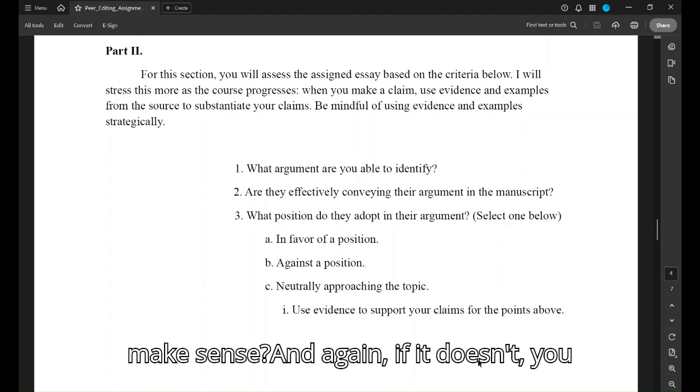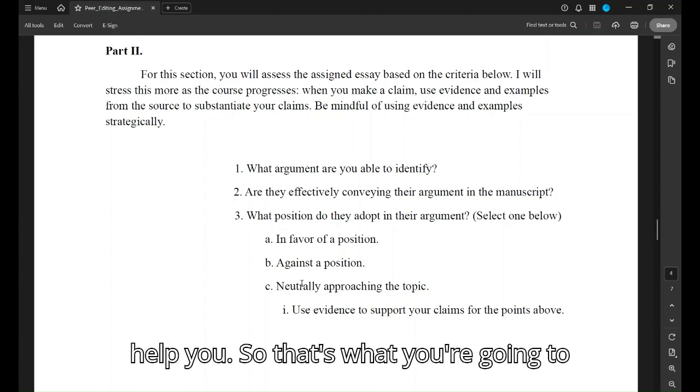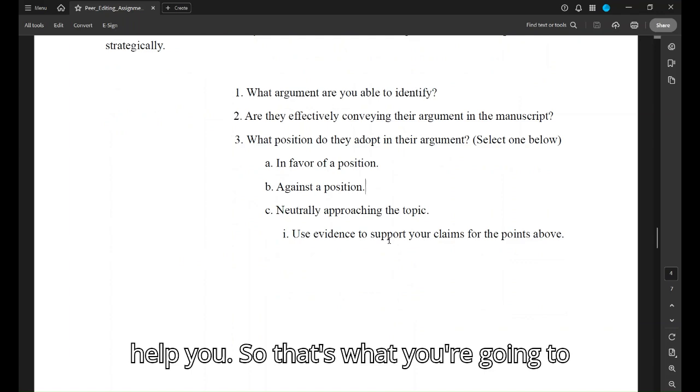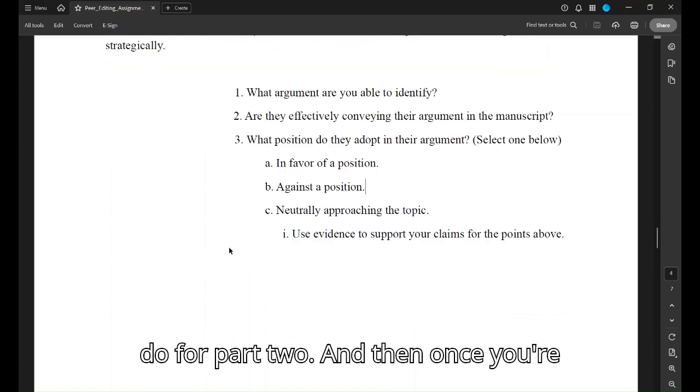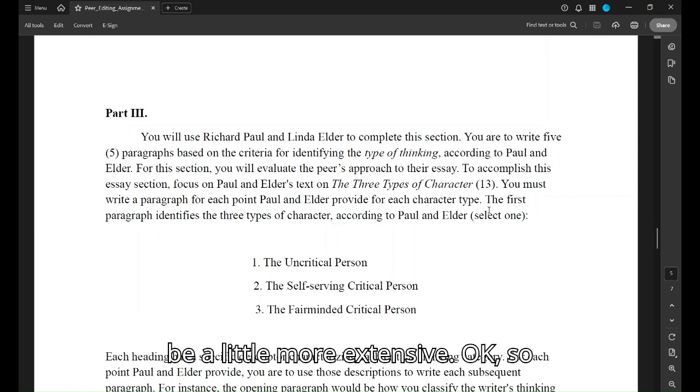Does that make sense? And again, if it doesn't, let me know. All right, because I am here to help you. Okay. So that's what you're gonna do for part two. And then once you're done with that section, then you're gonna go to part three. And this is gonna be a little more extensive.